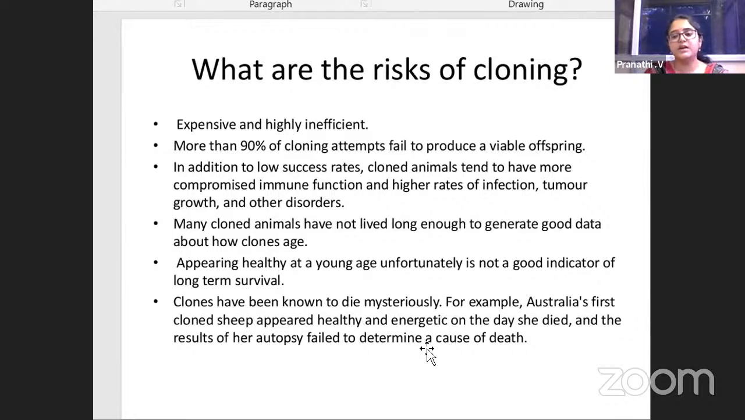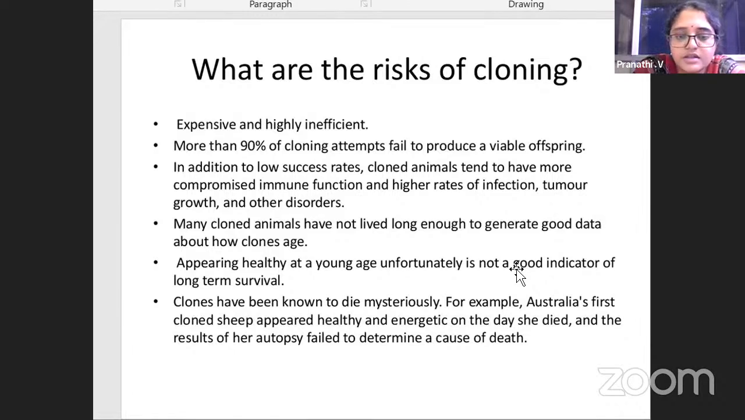Risks, again, like I tell you, it is basically expensive, inefficient, and you never know when it is going to be a failure. In 90% of the clone attempts, a viable offspring is not produced, so there are low success rates. These cloned animals could not get acclimatized to the surroundings and were not able to live for a longer time. And looking healthy at a young age itself is not a good indicator of whether the particular animal is able to survive long term.